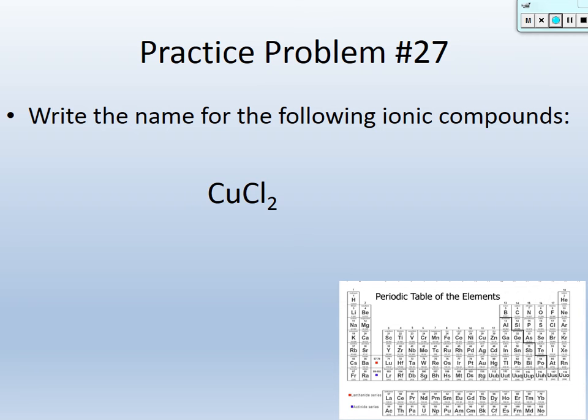Okay, practice problem number 27. It gives us the formula, and it wants you to come up with its name. Okay, except there's one problem with this. See, what element is that? That's copper. Is it a transition metal? So do we know its charge? We don't know its charge. So when we write its name, it's going to be copper.